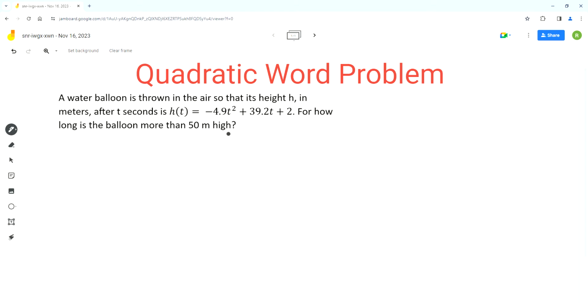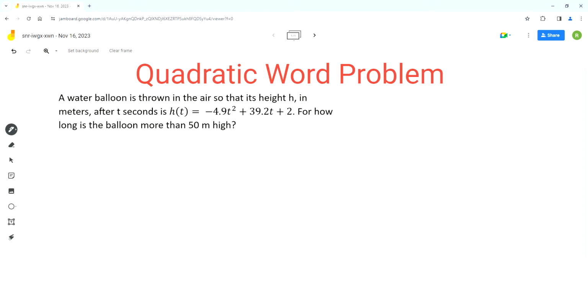So the first step here is to find the times at which the balloon height is equal to 50 meters high, and then we'll use those answers to find the time for which the balloon is more than 50 meters high. In order to find the time at which the height of the balloon is 50 meters, we'll sub in the height value as 50 in this given equation. So on the left side of this equation, we'll sub in height as 50.